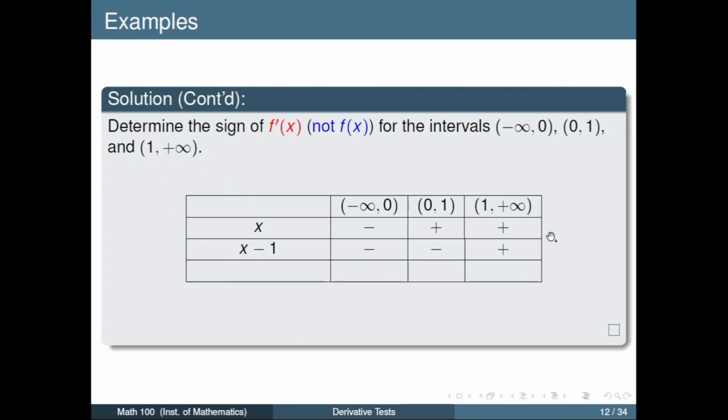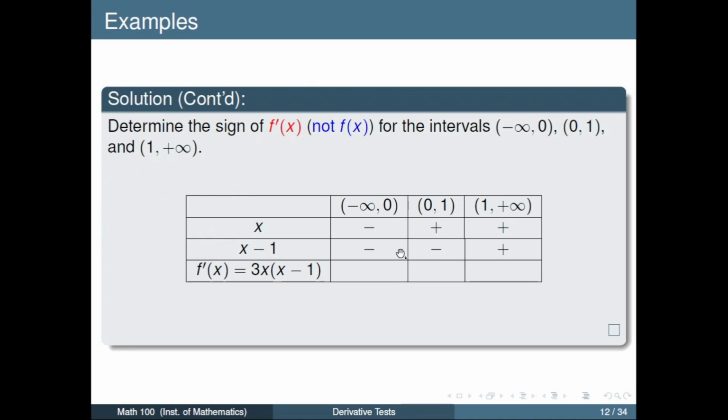So again, if you want to double check, you can always test points. Now that we have the signs of the factors, tignan natin ang form nito. This is 3 times x times quantity x minus 1. 3 is positive, it will not affect the sign of your whole f prime of x. So we just look at the sign of the product of these two.